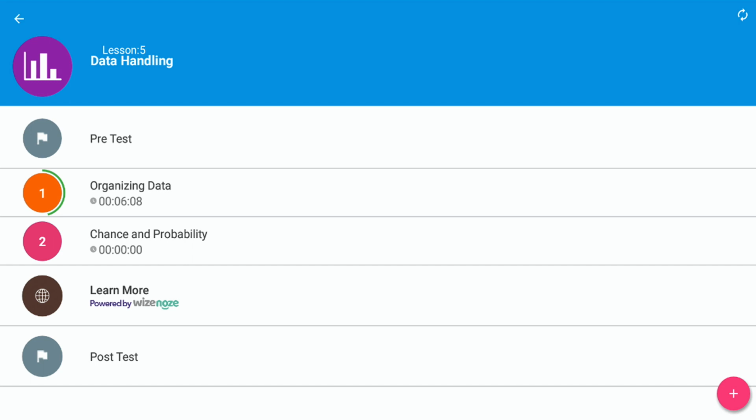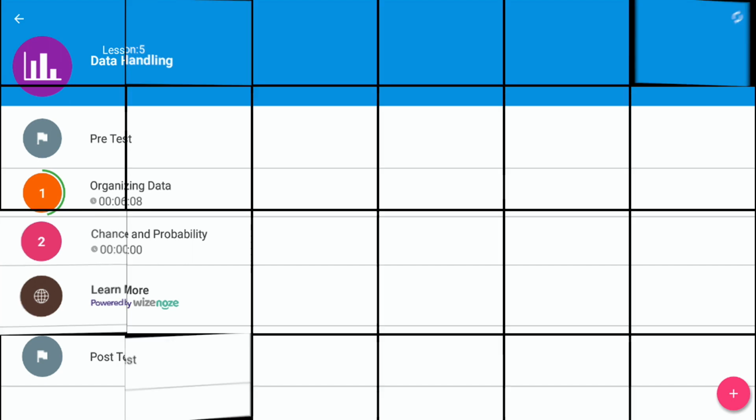Here at the home screen, you can also refer to the Wisenose section. Wisenose is integrated in MarkSharks to help students access more in-depth and relevant content to study from. It is like the Google of education that provides human and AI curated links from the internet. This chapter contains two topics: organizing data and chance and probability. We're going to take a look at the first topic and see how the content is organized here.